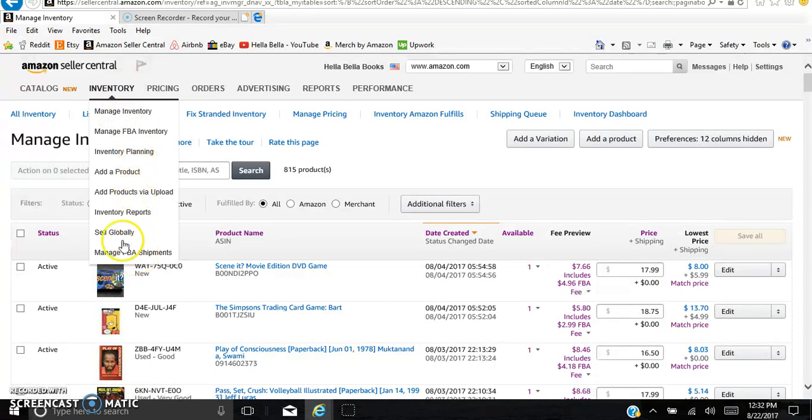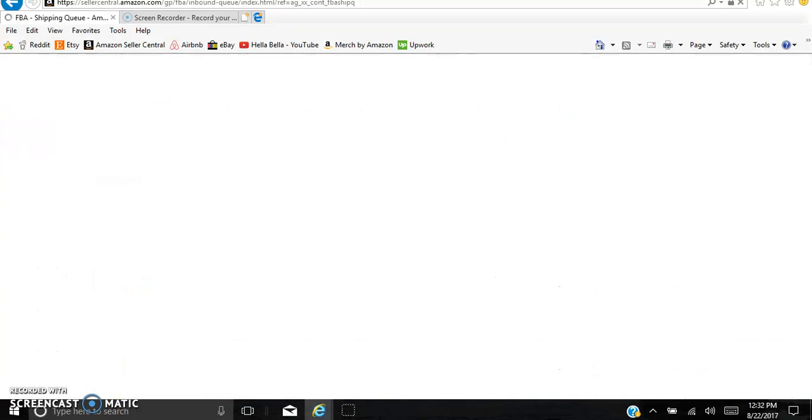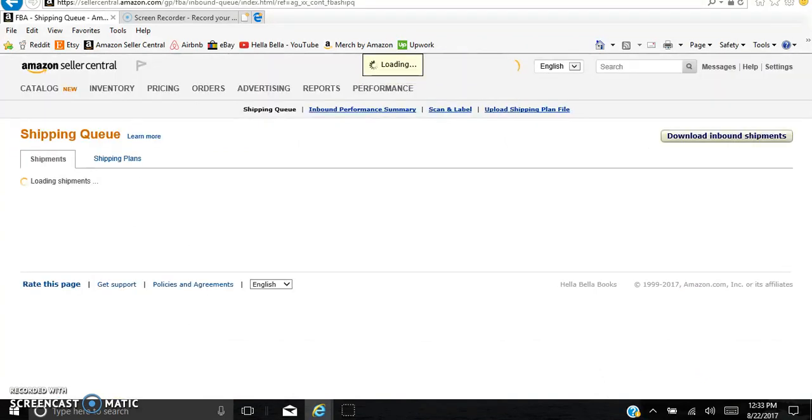Another good thing to look at is manage FBA shipment. So if you've sent stuff in and you want to look at whether or not it's gotten there, this is a good way to do that. So under manage FBA shipments, you're going to see all your past shipments, and the ones that you're working on will be under shipping plans.